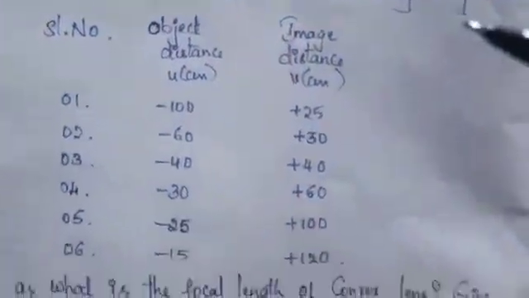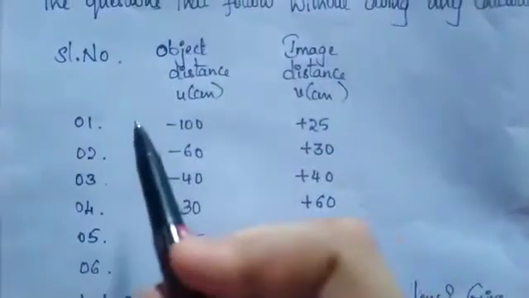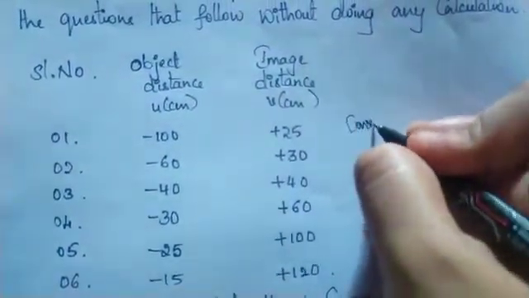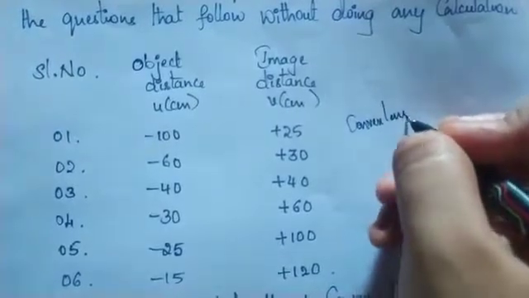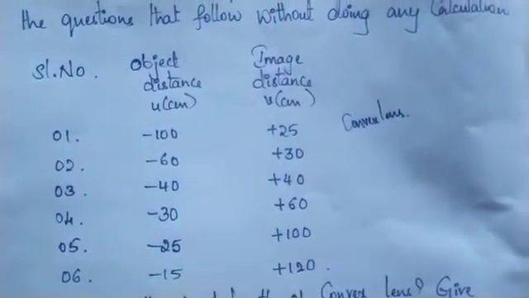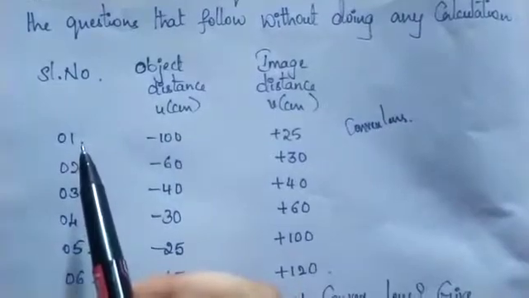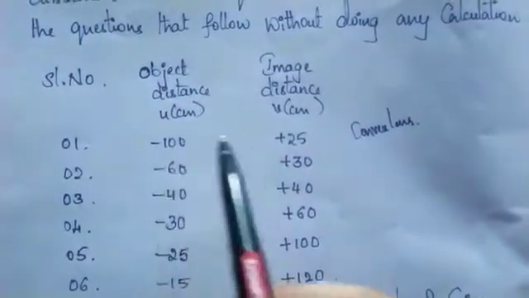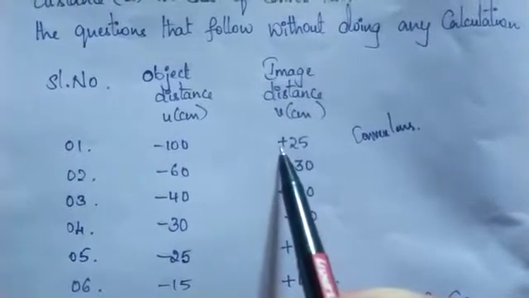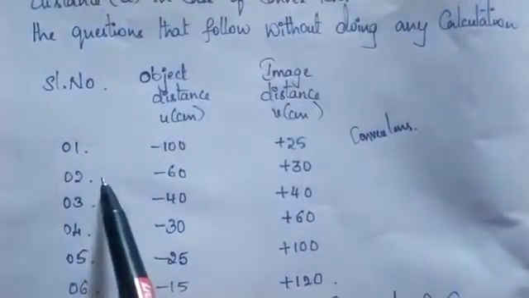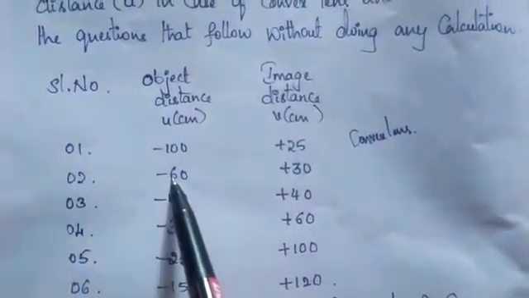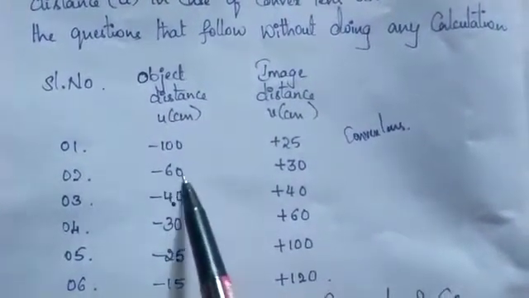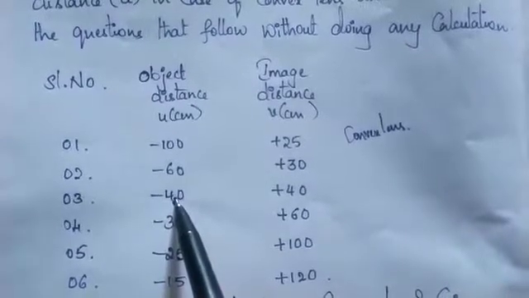So when this type of table is given, remember children, there are 6 cases. Only in the case of a convex lens will you observe this. You have to just analyze that. First case, take it as when the object is at infinity. Object is at infinity, the image will be formed at f1. Second case, observe when the object is beyond 2f1.